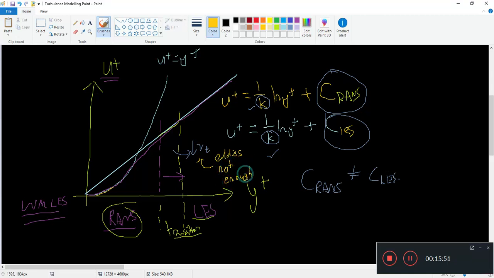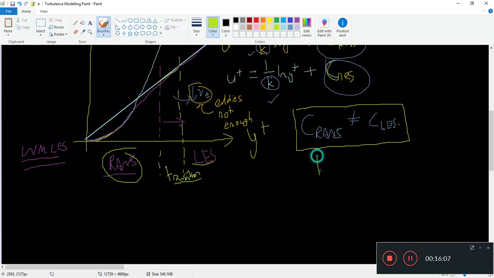Okay, the eddies weren't enough to make for the drop in nu t. So what they found was that you have this problem where both of them have a log law kind of profile, but these constants are not the same. So this is actually what is known, in the paper, as a log layer mismatch.